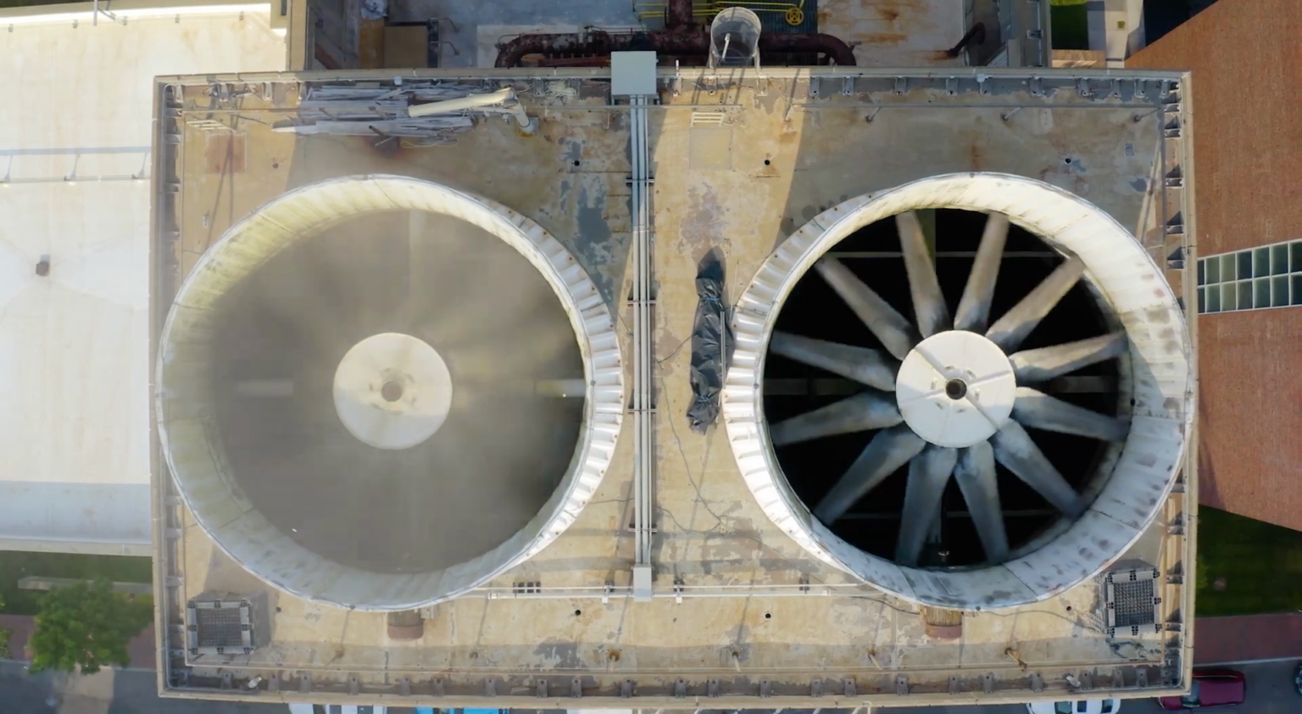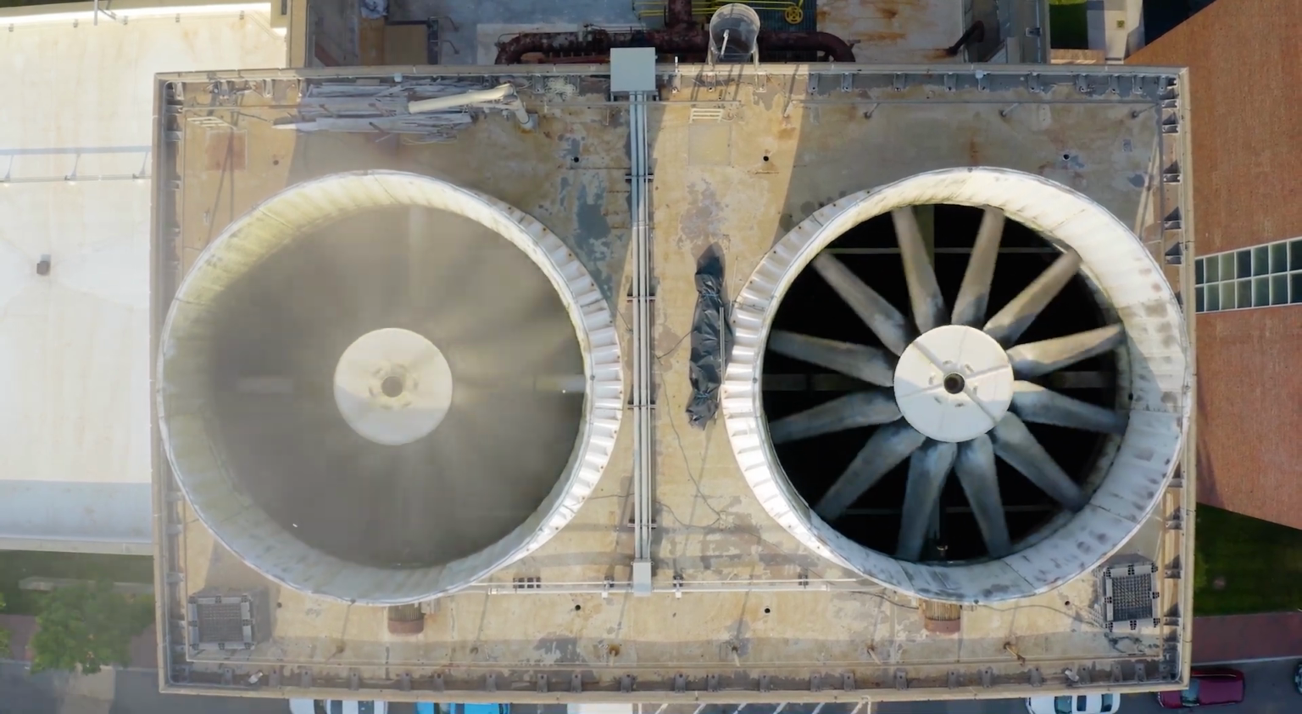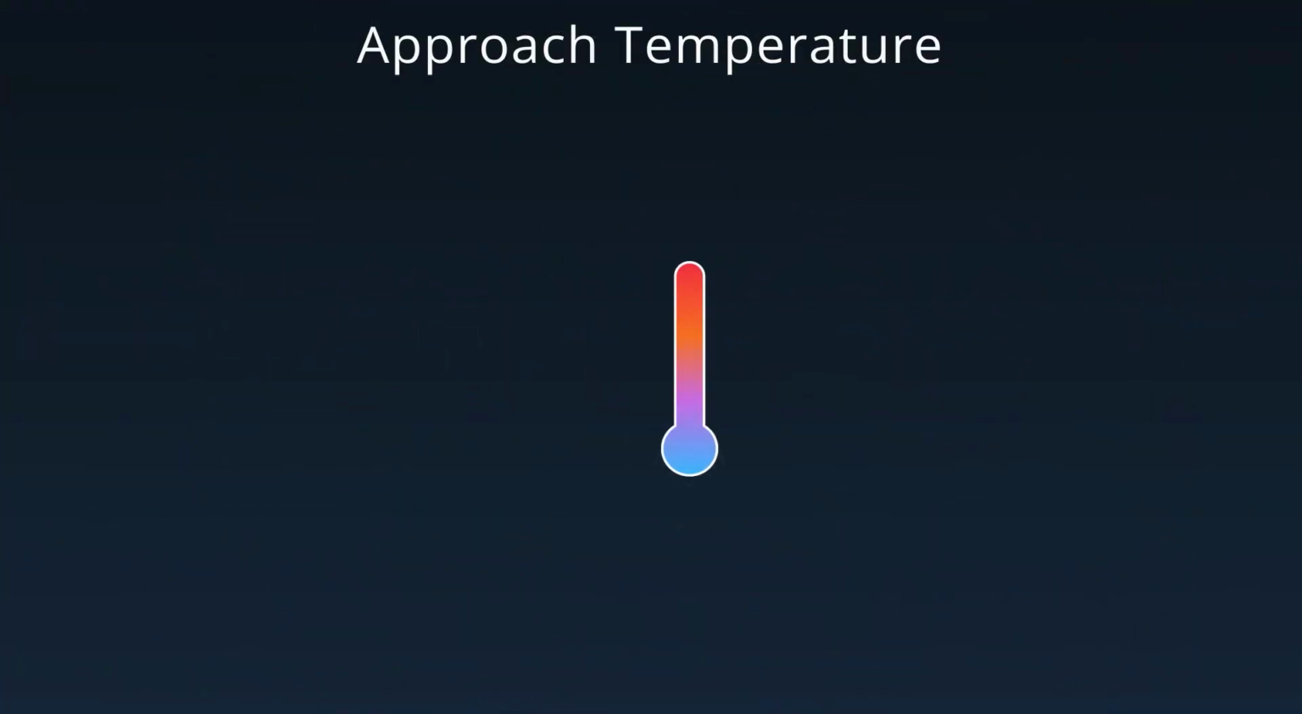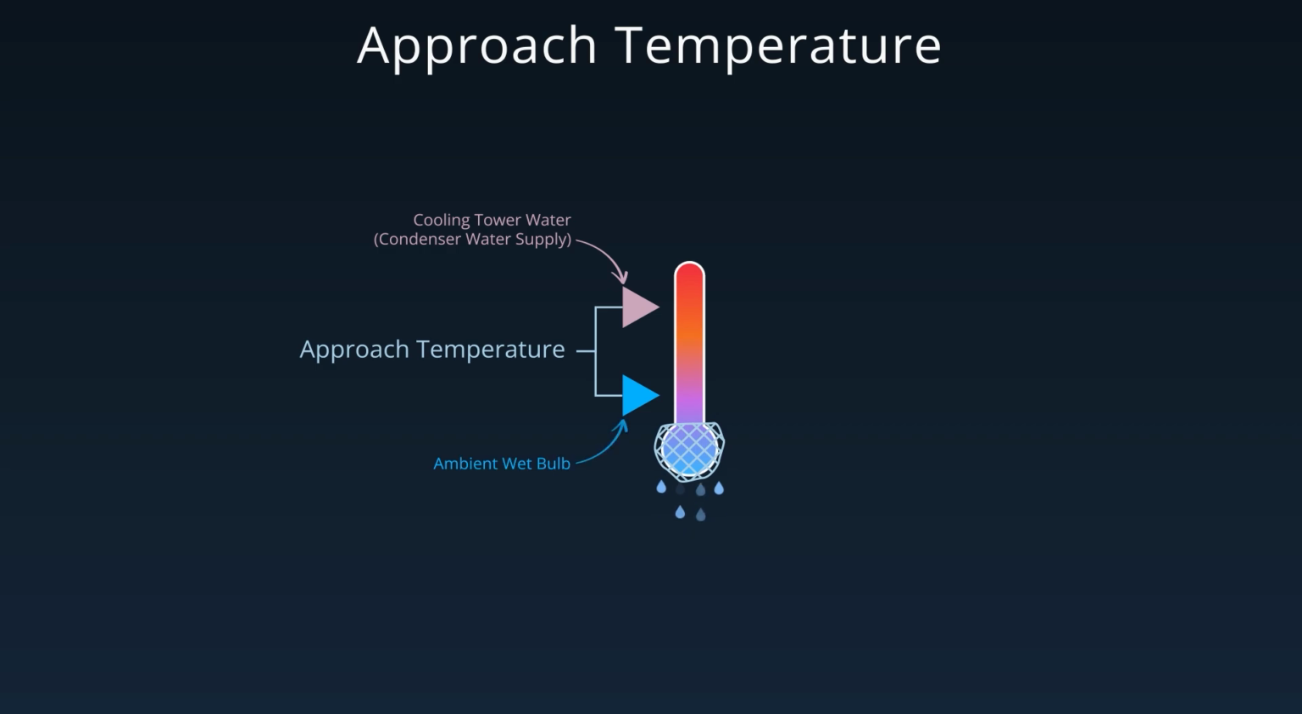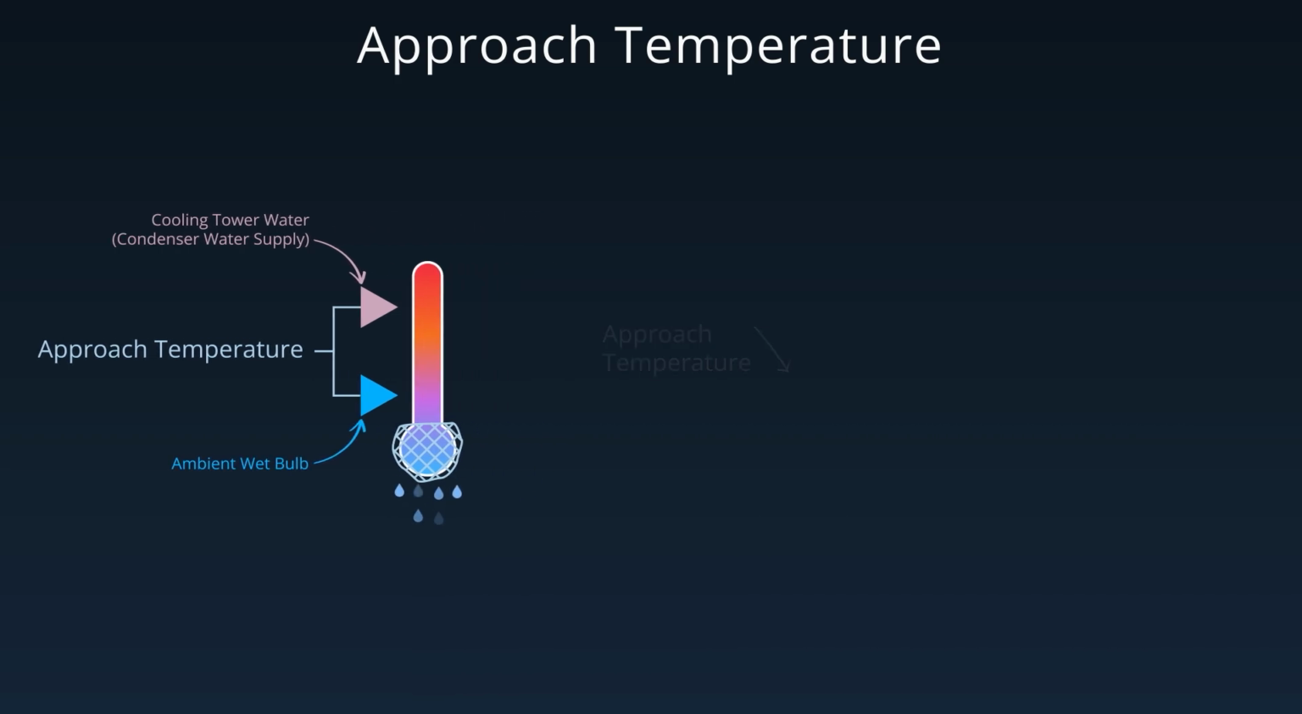The performance of a cooling tower is often described by its approach temperature. This is the difference between the temperature of the water leaving the tower and the ambient wet bulb temperature. A small approach means the tower is more effective, but also usually larger and more expensive.